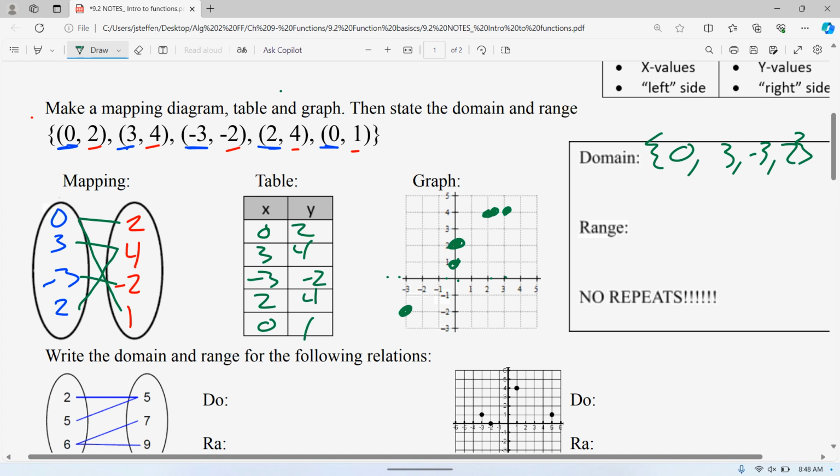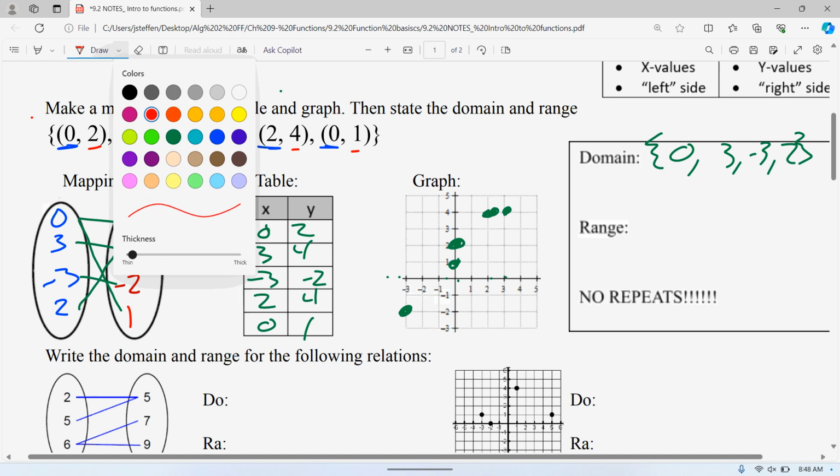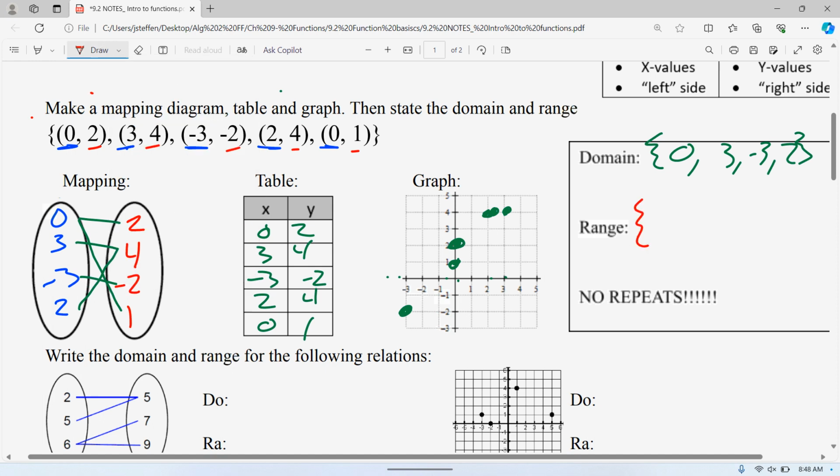For your range, you do the same thing. 2, 4, -2, we have 4, we already have that, and then 1. It's terrible, but that's good enough. As long as it doesn't look like a 3, that's my problem. Sometimes I accidentally make it look like a 3.